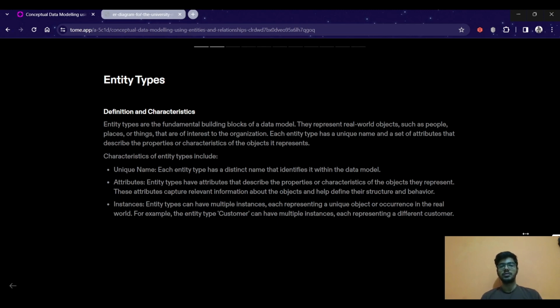Unique name is used to have a distinct name that the entity type can be identified with. Attributes: entity types have attributes that describe the properties and characteristics of the object they represent. And instances: entity types can have multiple instances, each representing a unique object or occurrence in the real world.